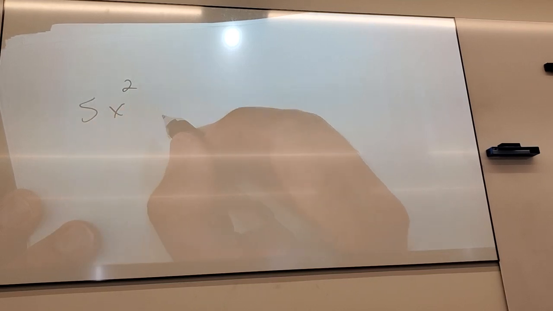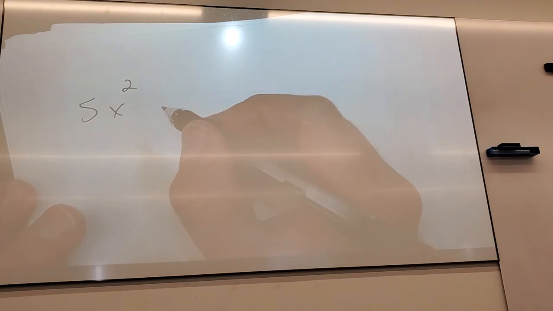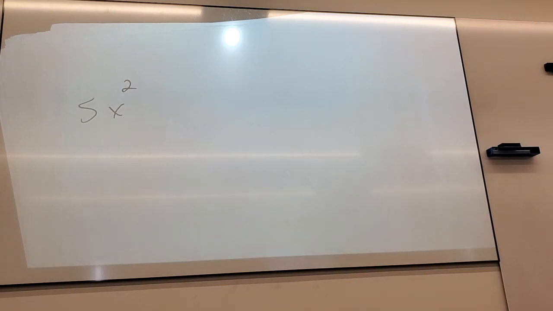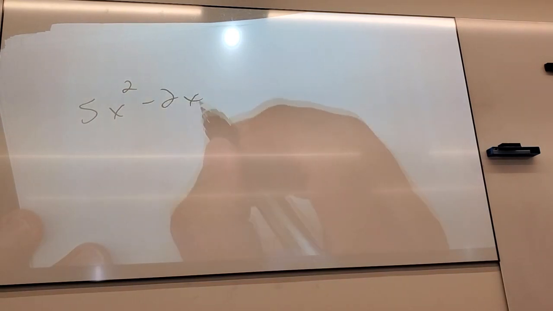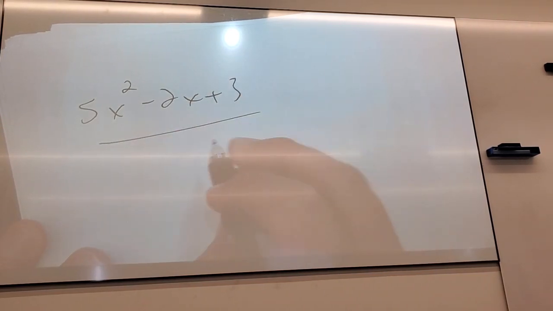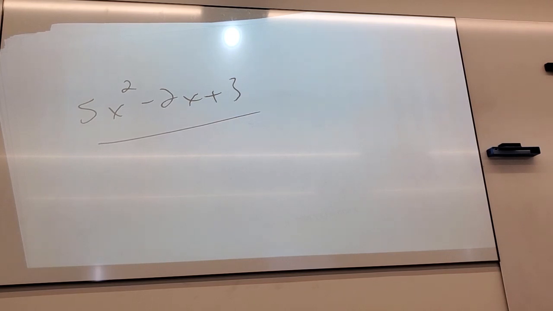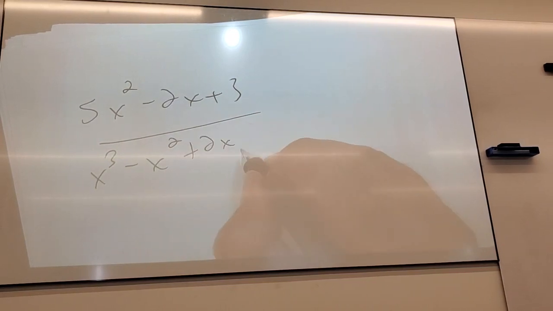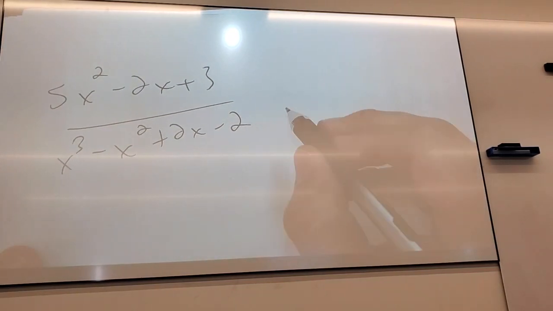Let's just try another one now real quick. 5x squared, and minus 2x, minus 1 plus 4, so plus 3 over x cubed minus x squared plus 2x minus 2.